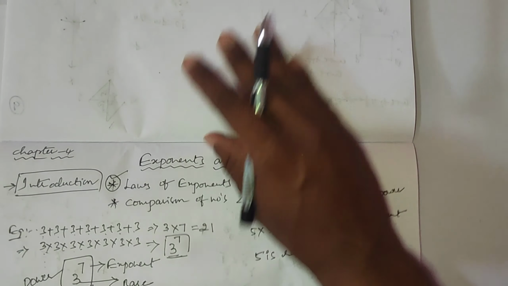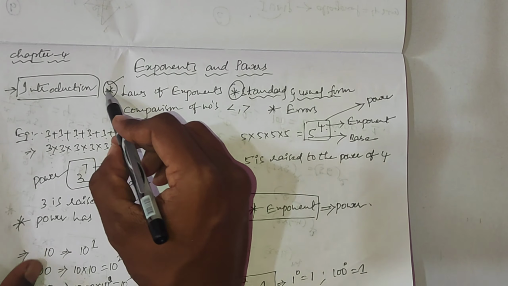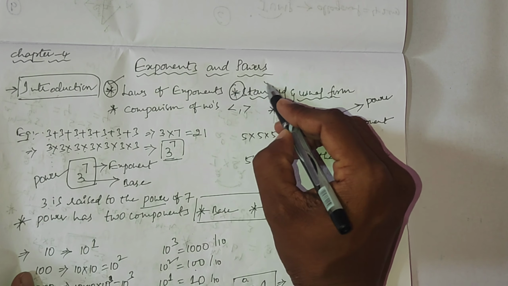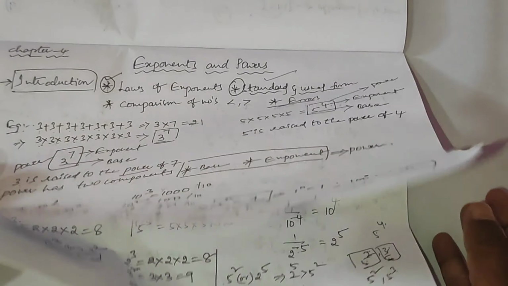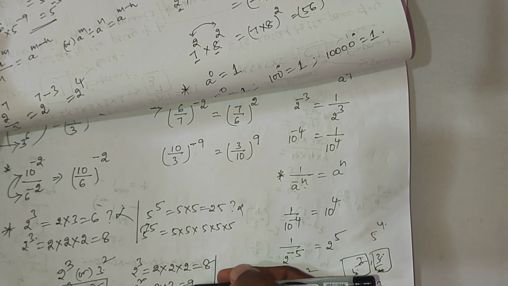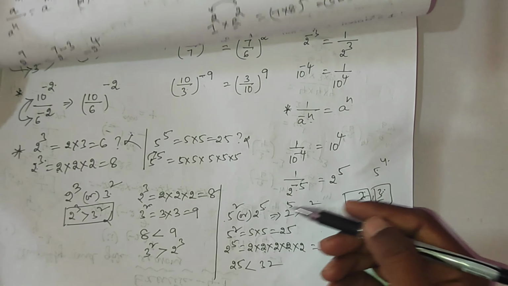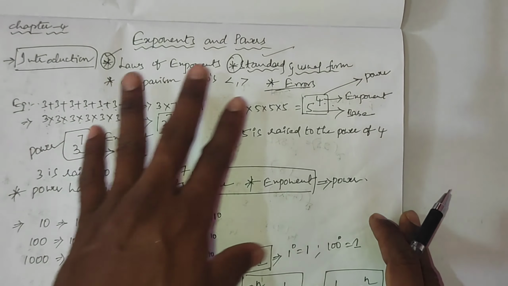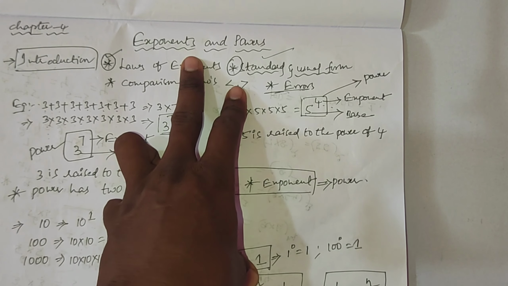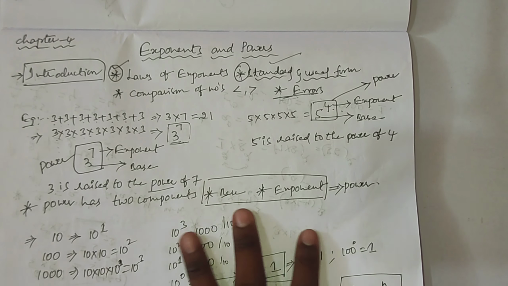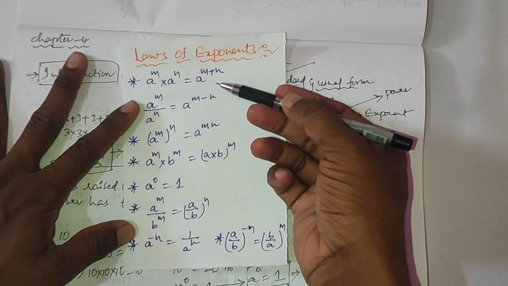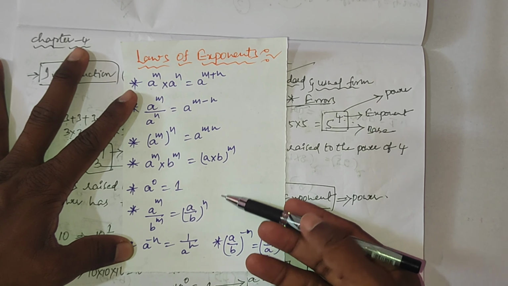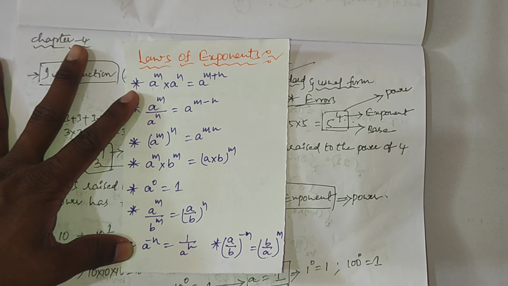In this chapter we discussed laws of exponents, introduction, standard and usual form, comparison of numbers, and errors. We did the comparison of numbers with only small numbers here, right? So this is about exponents and powers, and you have to remember the formulas. If you know the formulas, only then can you solve. Once you recall these laws of exponents, you can solve all the sums.